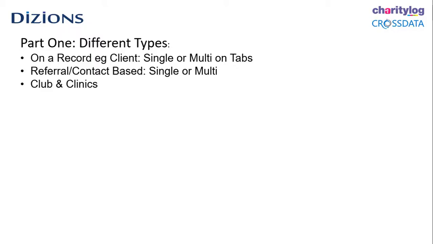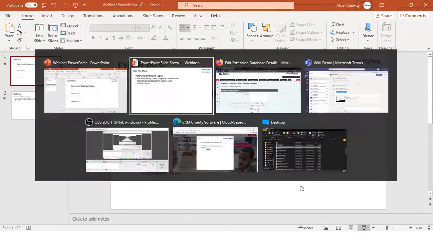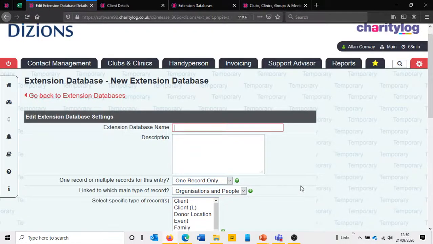And it's important we point out some of the pitfalls that you can come into with those kind of settings. And the third option is the clubs and clinics. You can also add extension database records to the clubs and clinics, both the attendances and the actual club and clinic itself.